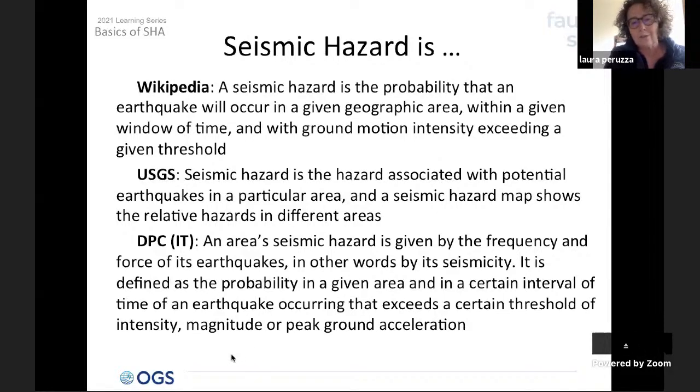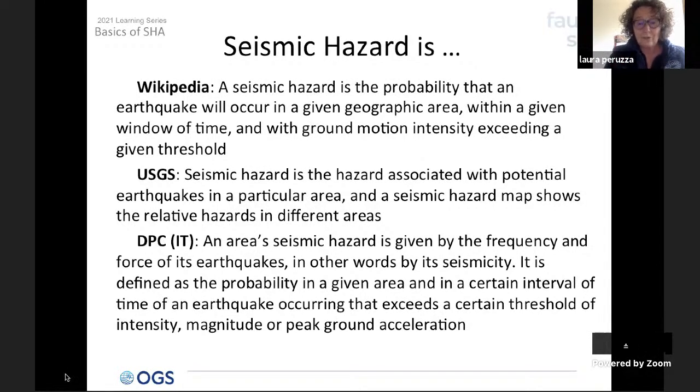There is a slight difference, because they mention hazard as the probability with a ground motion level. Instead, we usually have a map representing a ground motion level with a given probability, but it is a minor difference. Moving to the definition given by USGS, I think it's a bit of a tautology, a loop around the same word: the seismic hazard is the hazard associated with potential earthquakes. It's not particularly informative, in my opinion, because it does not tackle the core of what seismic hazard is.